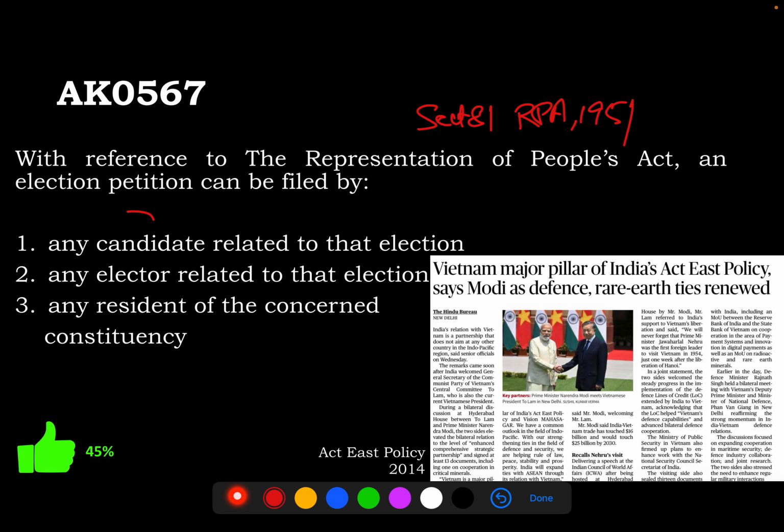That is the candidates and the voters of that election. Resident, etc., has nothing to do. You have to be a registered voter elector. So 1 and 2 both are correct statements here.